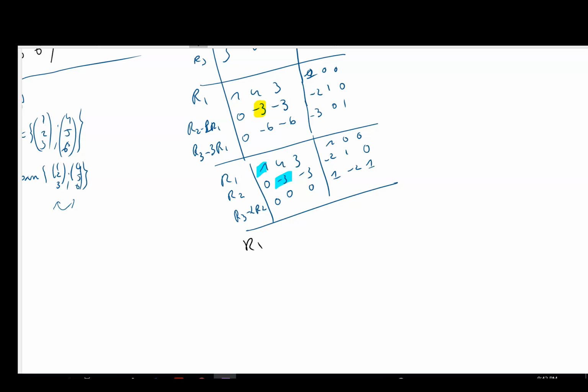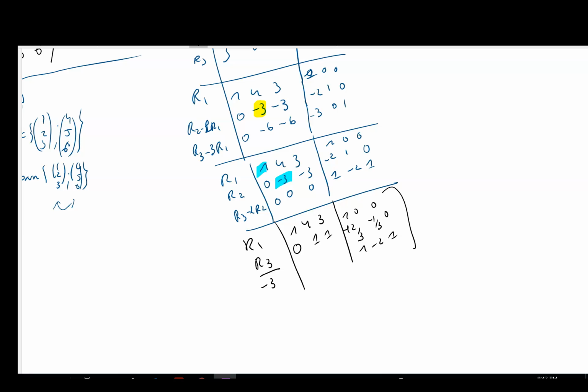So I'm keeping row 1. I'm doing row 2 divided by negative 3. So it's going 1, 4, 3, 0, 1, 1, okay? And I get 1, 0, 0 minus 2 over negative 3, so that's 2 over 3, minus 1 over 3, 0, 1, negative 2, 1.